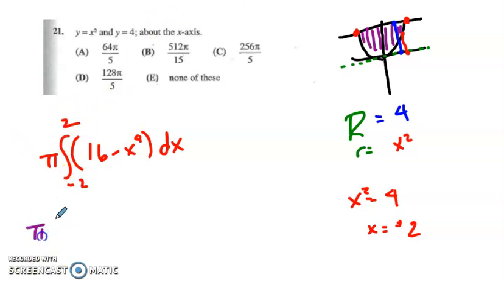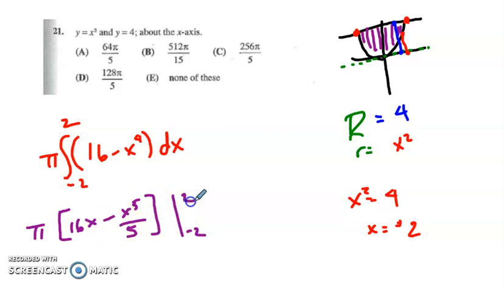So let's go ahead and integrate. 16 goes to 16x, then x to the 4th goes to x to the 5th over 5. Don't forget you're subtracting there. Then we need to evaluate at our limits of integration. You know what I also could do, since our region is symmetric over the y-axis, I could make my life easier and double the integral from 0 to 2, and I'm going to go ahead and do that.